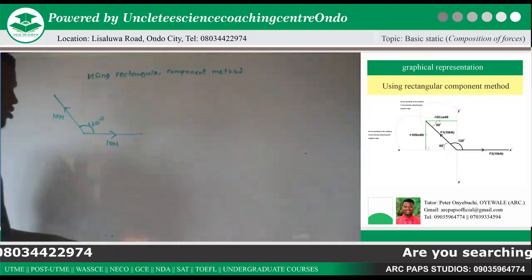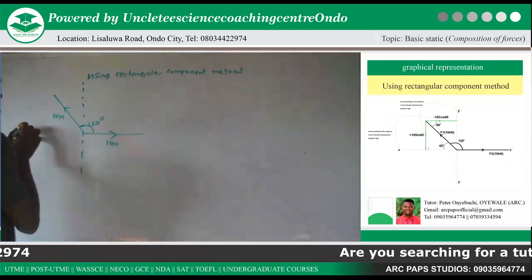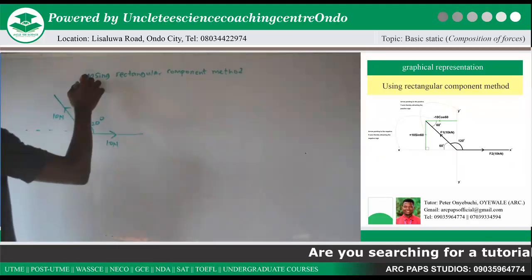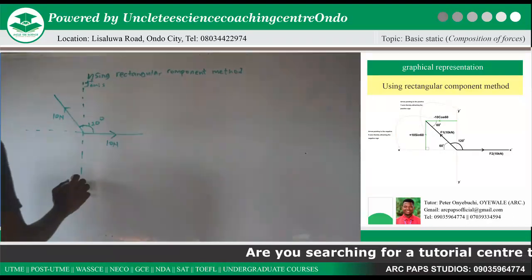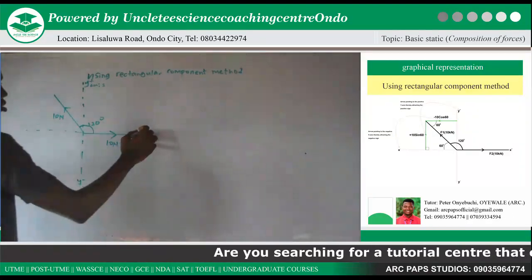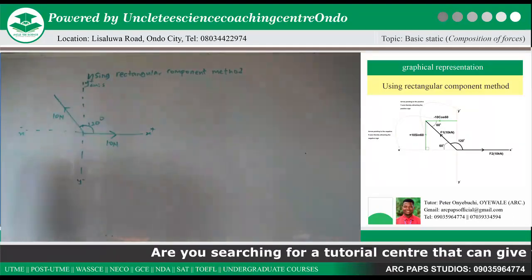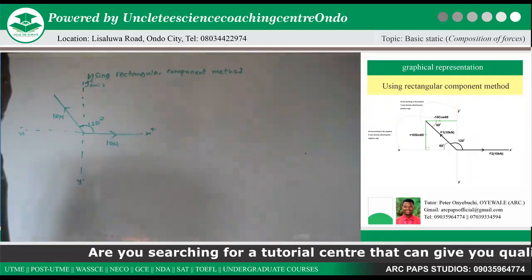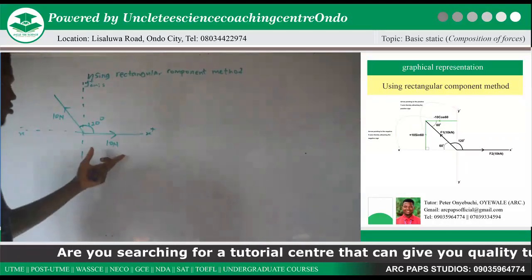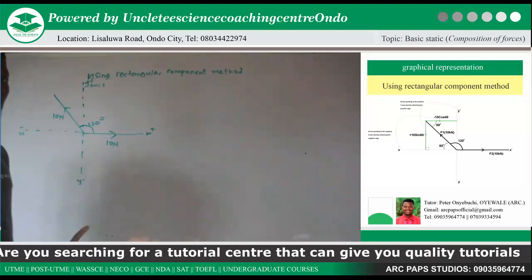Now if you draw our coordinates, that is our y-axis and our x-axis. If this is your y-axis, this will be y plus, this will be y minus, this will be x plus, and this will be x minus. Now, this particular 10 Newton is a horizontal force. Only its horizontal component will exist. That is, its vertical component will be zero.